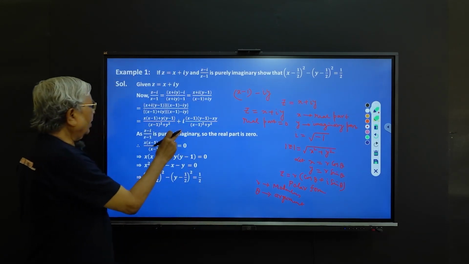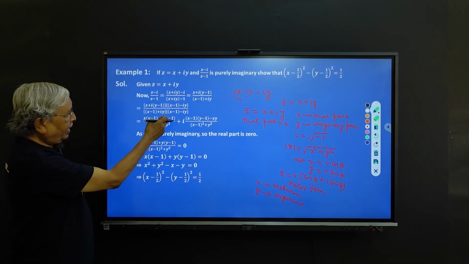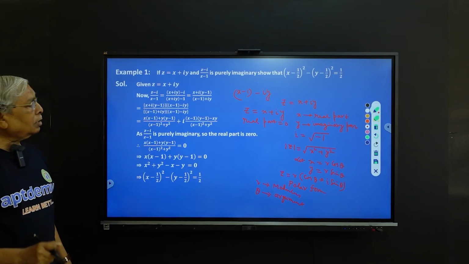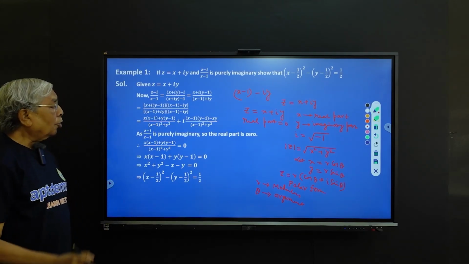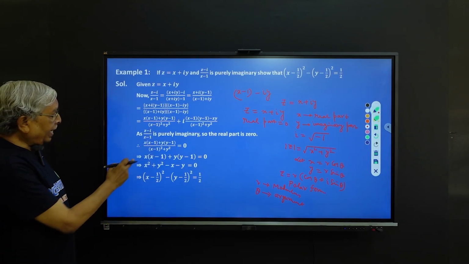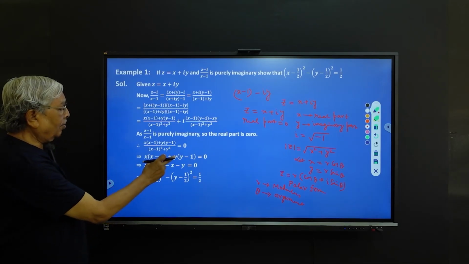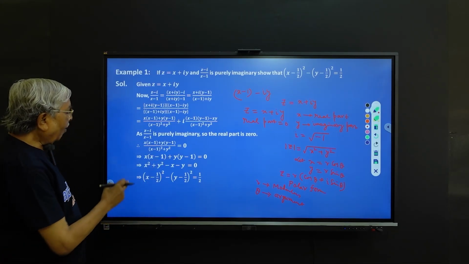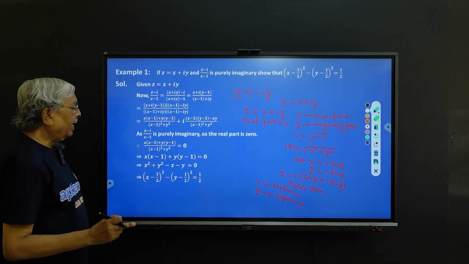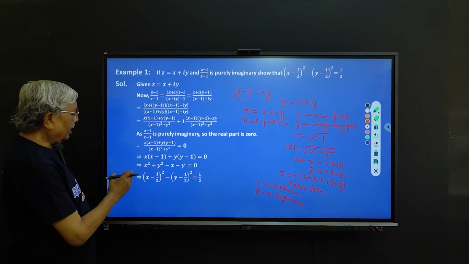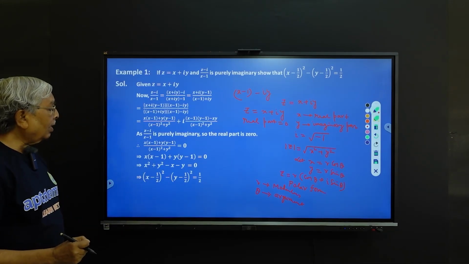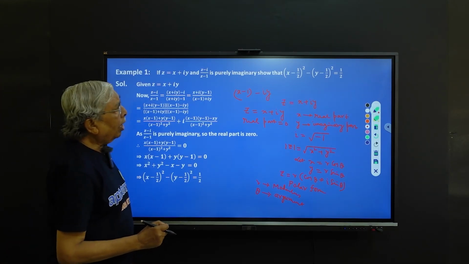So this is of the form a plus iv. What is the real part? x into x minus 1 plus y into y minus 1 by x minus 1 whole square plus y square. So by our problem, this part equal to 0, that gives x into x minus 1 plus y into y minus 1 equal to 0. After simplification, you will get x square plus y square minus x minus y equal to 0, and then after simplification, x minus half whole square plus y minus half whole square is equal to half.